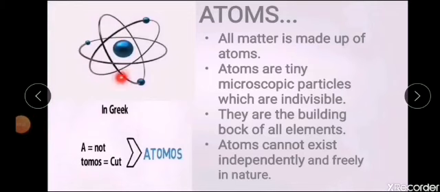The word atom comes from the Greek word atomos, where a means not, tomos means cut, or in short, one which cannot be cut, or indivisible. Now, all matter is made up of atoms, as we have already seen. Atoms are tiny microscopic particles which are indivisible. Like cells are the building blocks of our human body or a living organism, atoms are the building blocks of all elements. One thing about an atom is that it cannot exist independently and freely in nature.